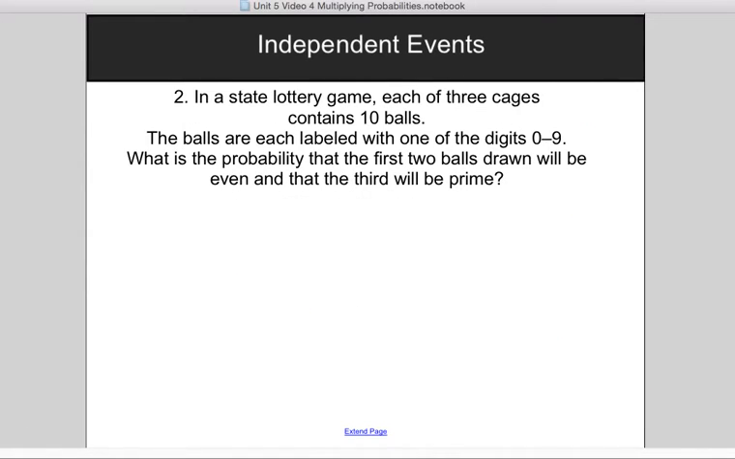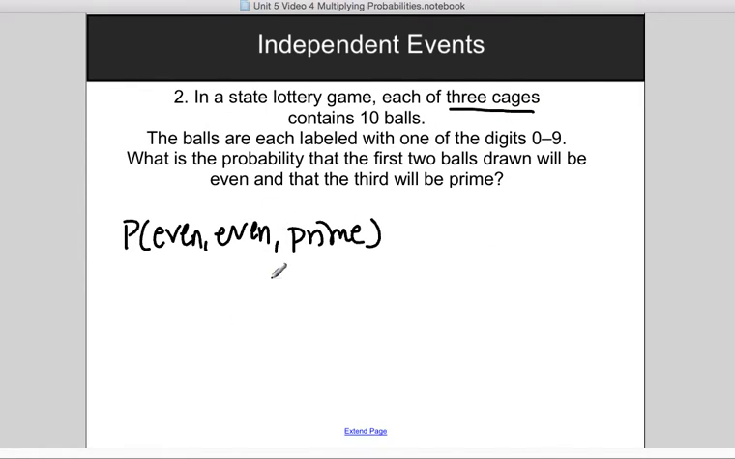Example 2. In a state lottery game, each of 3 cages contains 10 balls. The balls are each labeled with one of the digits, 0 through 9. What is the probability that the first 2 balls drawn will be even and the third will be a prime? So what we want to know is the probability of being even, and then a prime. The first thing I want to know is, how do I know it's independent? Everybody see how there's 3 cages? I'm only taking 1 ball from each cage, and so what I get from the one cage will not affect what happens in the next cage.